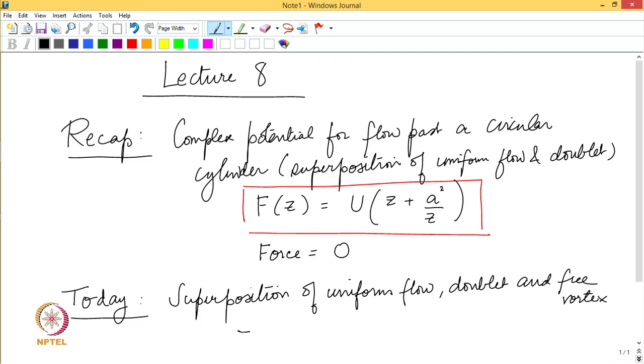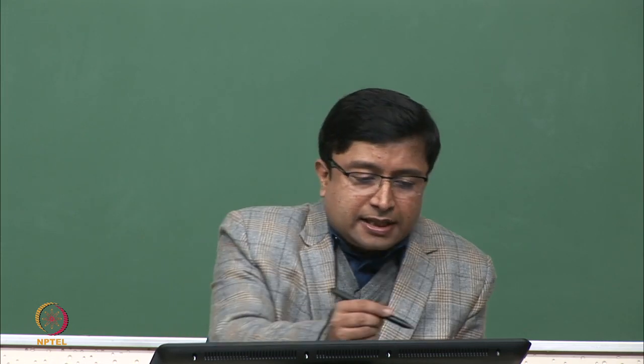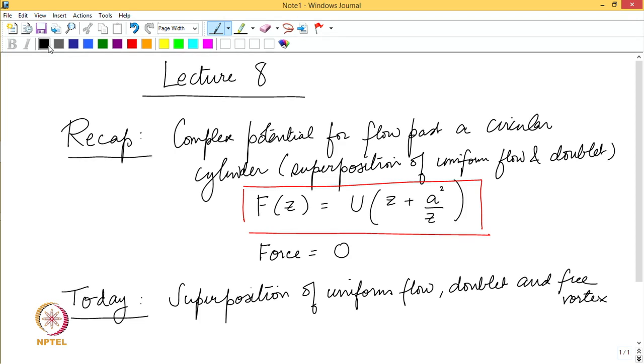In that case, we also showed that the flow around the cylinder is symmetric about both the x and y axis. So, the net force is 0. Clearly that is a hypothetical case, and what we will do today is look at a more general case, which is flow past a cylinder with some finite force. We will see that the force we quantify would be basically the lift force, or force in a direction transverse to the direction of the uniform flow.